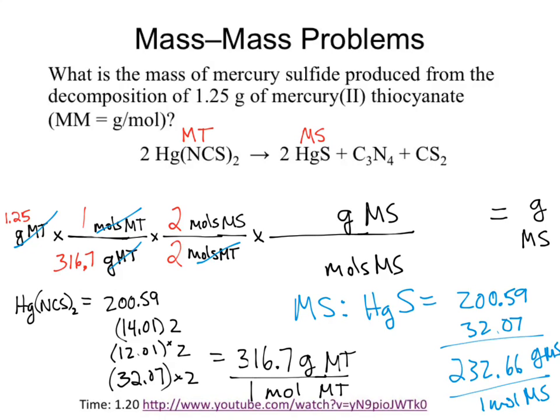Okay. We can now slide our numbers in. What number shows up in front of the grams? 232.66. The number in front of moles? 1. What happens to our units? What units do we now have? Grams of MS. What answer did we want? Grams of MS. We have now solved our problem.